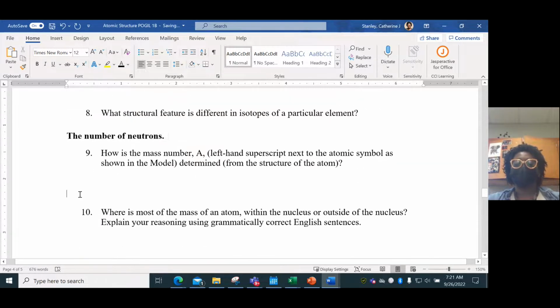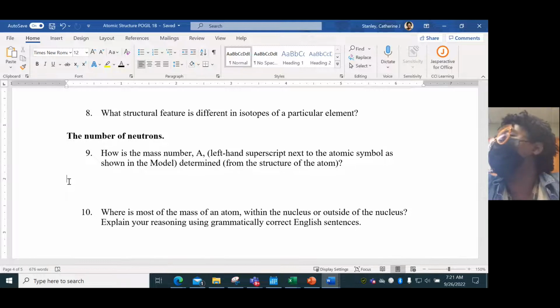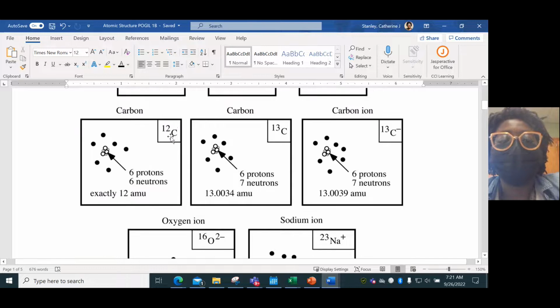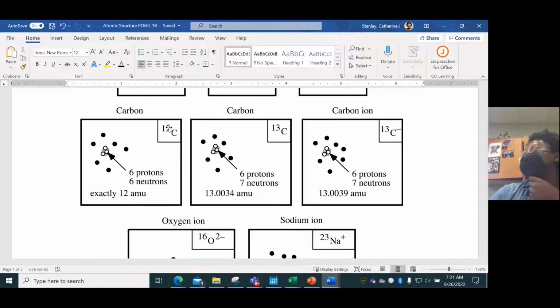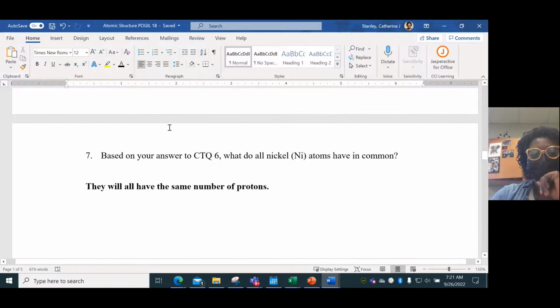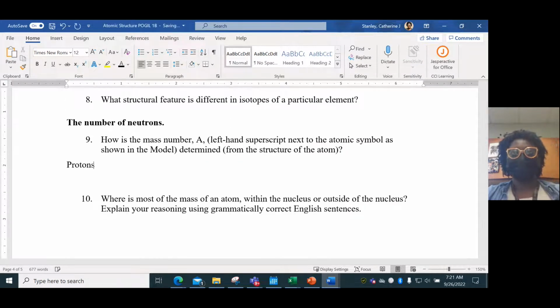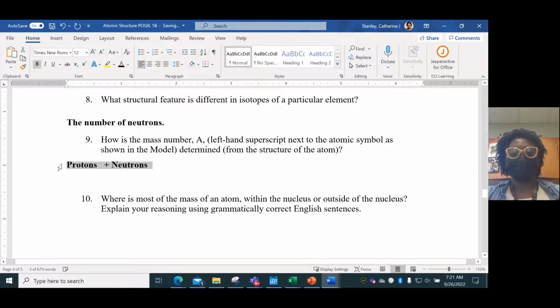How is the mass number, which is known as A, which is the left superscript next to the atomic symbol as shown in the model, determined? How can we determine the mass number? Let's look at these examples. The mass number for 12C is 12. Superscript means up in the air. Subscript is down low. Anybody? Go ahead, Atlas. Protons plus neutrons. Very good job. Protons plus neutrons.